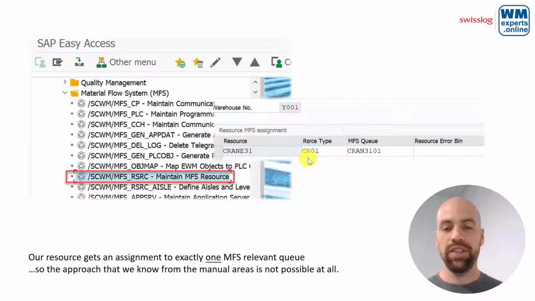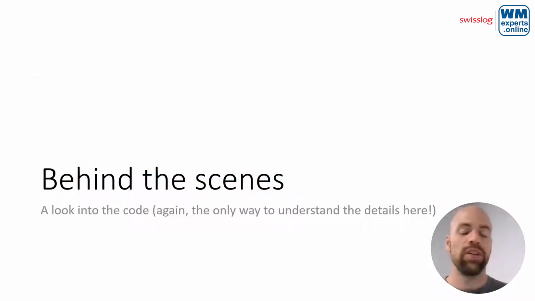Based on this, you already see we only have one queue, so we cannot apply the approach that I explained in the beginning for the manual areas, where we define a sequence for different queues, let's say put away into a retrieval queue, and then switch between those queues based on the sequence. That's not possible here because we only have one queue. So how does it work?